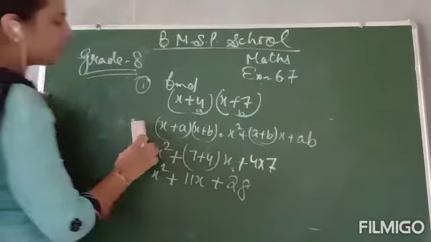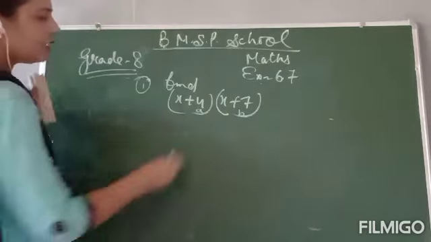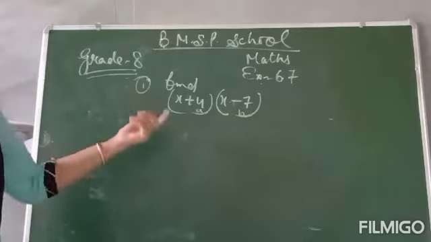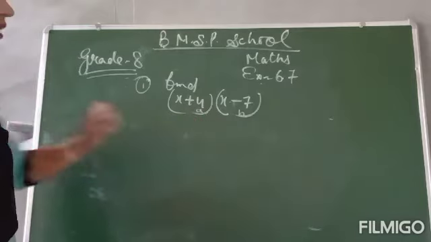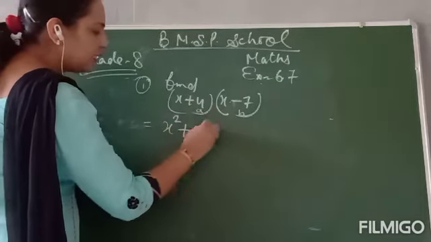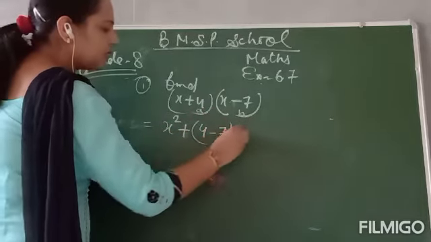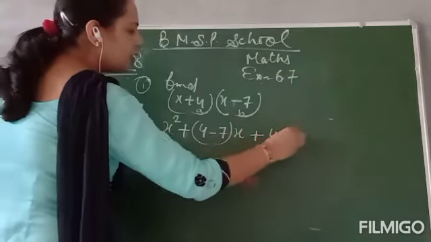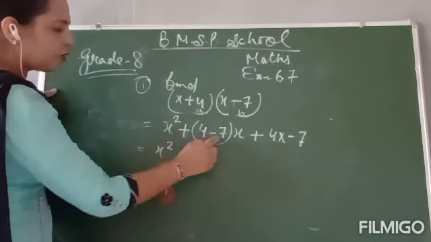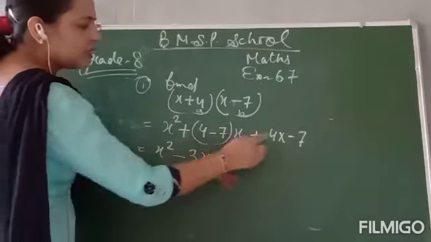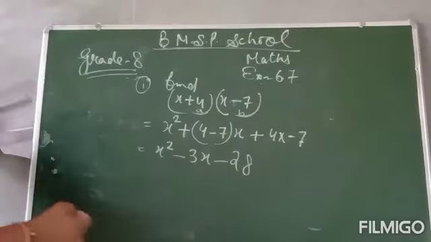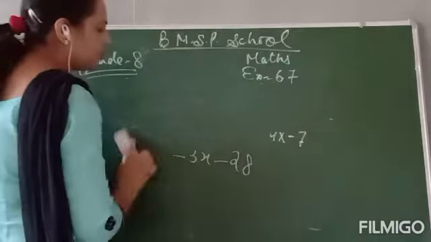Now if one term is in negative form, like if there is a negative in this type of statement, earlier both were of plus sign, but if there is minus, what will we do? Same as x square plus (a plus b)x. Now there is minus, so we will do minus x. Product of 4 into minus 7, we will keep the minus sign with it. So x square, 4 minus 7 is minus 3x, plus minus 28. Okay. You can solve all the questions of the first part by yourself.